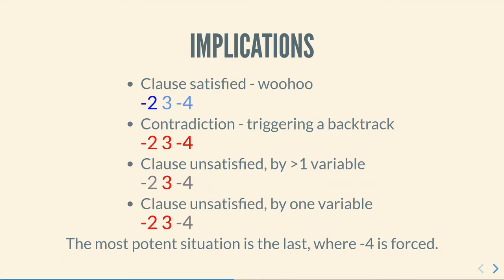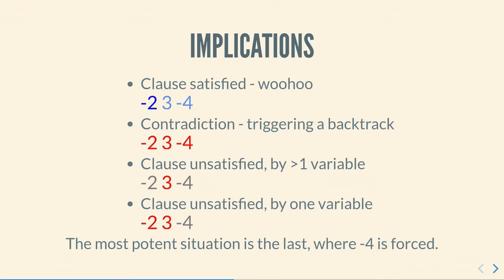But there's another important case where the clause is unsatisfied but for one variable. For instance, if we had the clause not 2 or 3 or not 4, and we had 2 being true and 3 being false, then the only way to make that clause satisfied in consequent search is to assign the value 4 to be false. So that last case is kind of interesting, right?